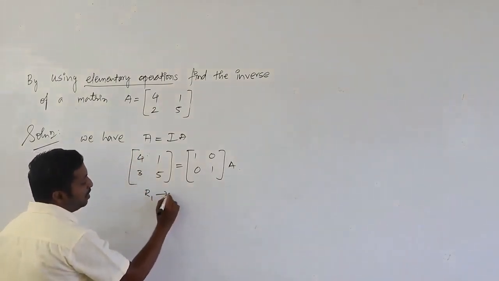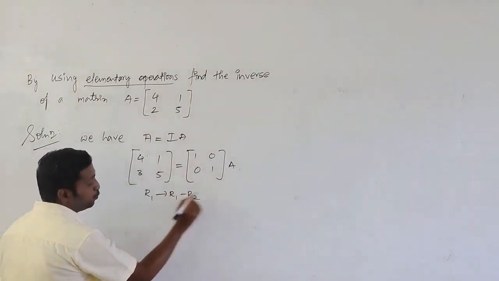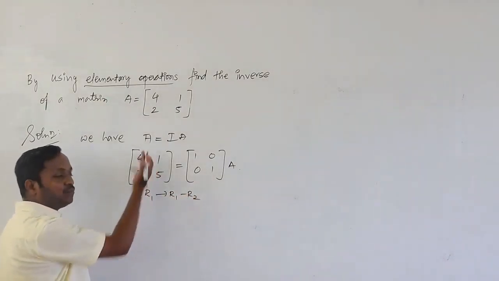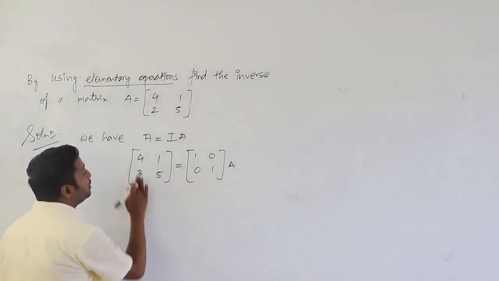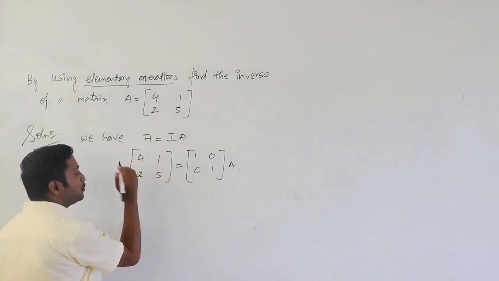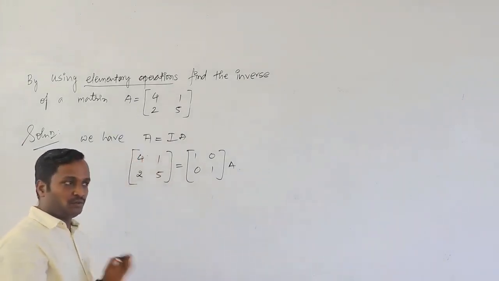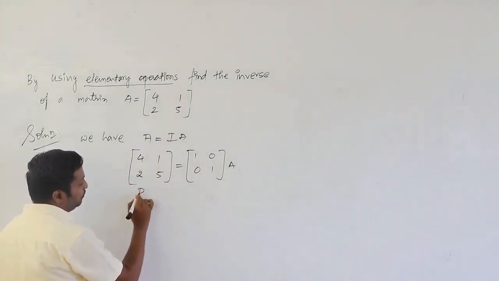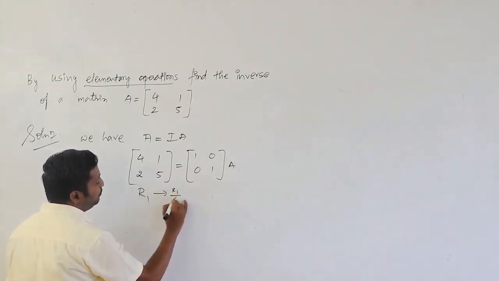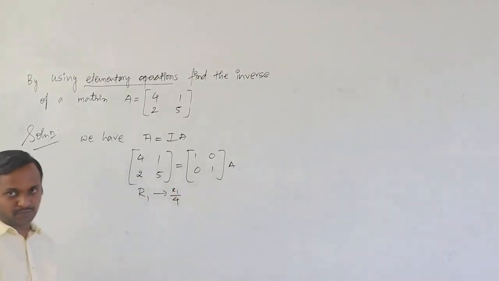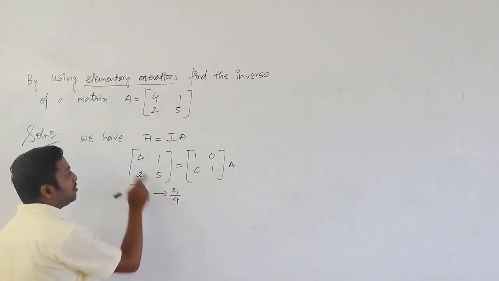I will do R1 minus R2. 4 minus 3 becomes 1. I will use it if it is 3. But what happens if it is 2? Both are equal, so we can't use the proper way. That's why R1 is replaced by R1 by 4. Okay, concentrate. R1 by 4 is 1.